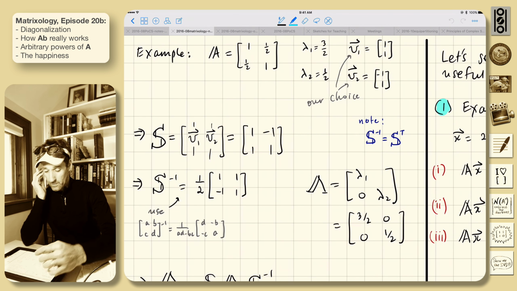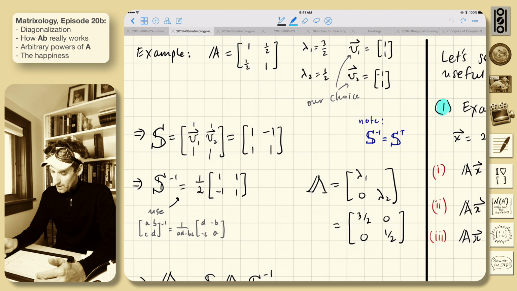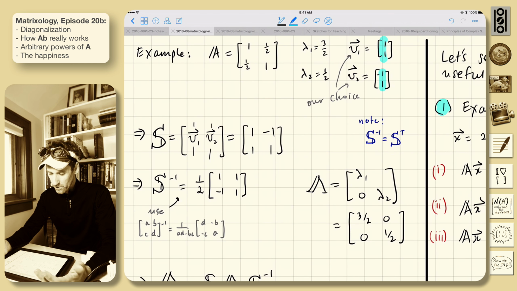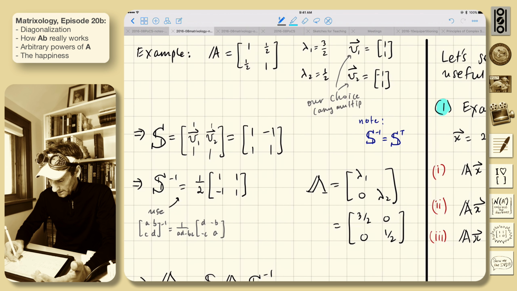So again, this 1, 1, half matrix that we know so well, these are our pieces. I'm just going to point out here that these are choices, right? So these eigenvectors that we choose, we could have any multiple, right? Any multiple would work. They're basis vectors for the eigenspace.